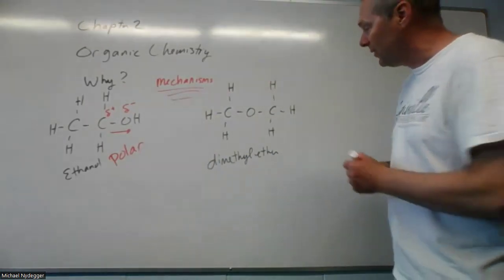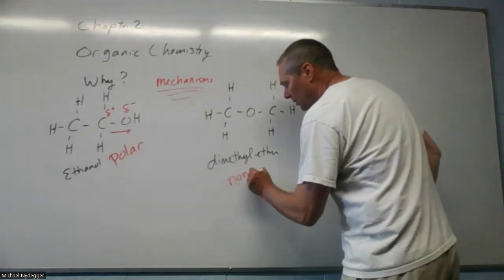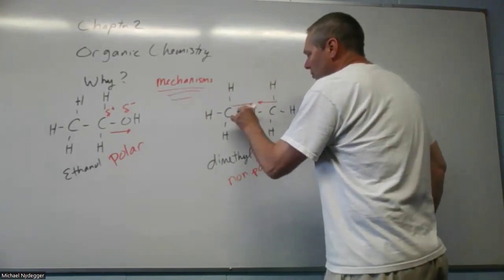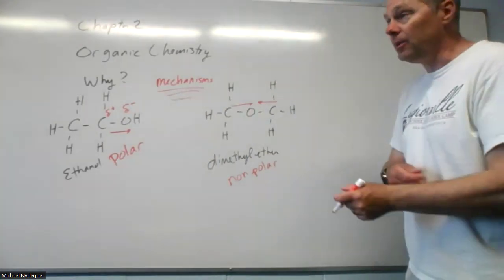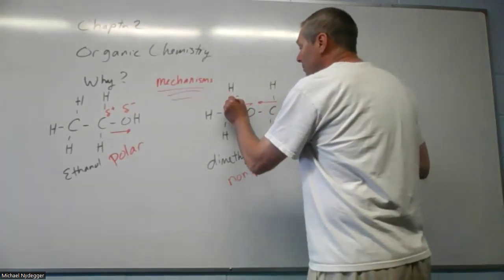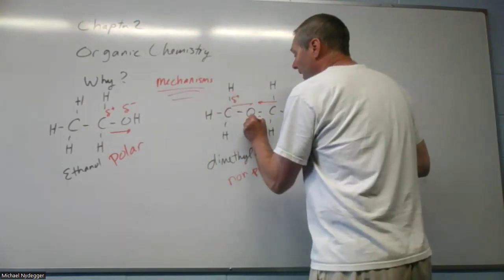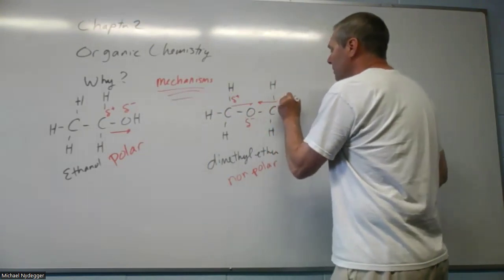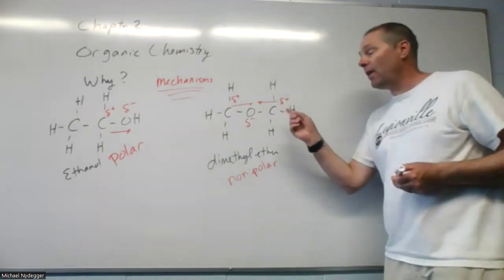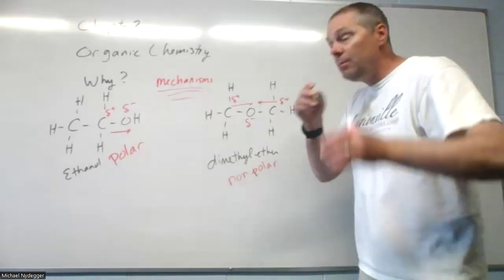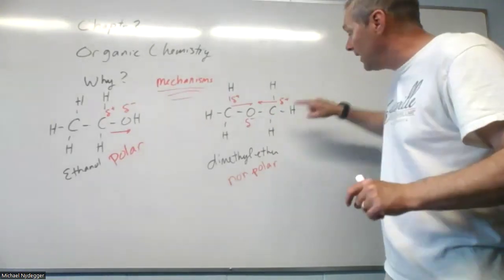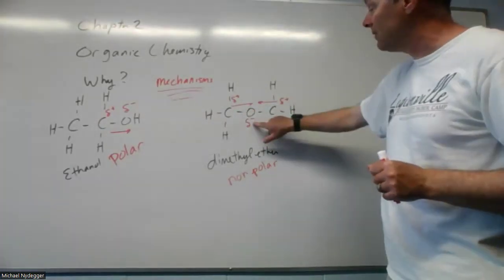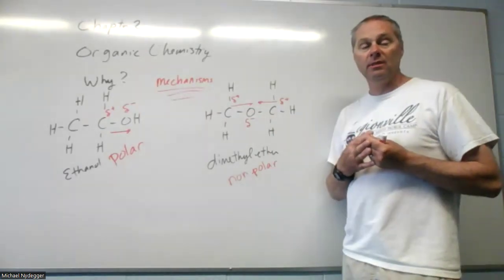If you have something like an ether, this is nonpolar. Those two are going to cancel themselves out. However, this is still going to make this partially positive. That oxygen is going to be partially negative, and this carbon is going to be partially positive, which means we can still have a lot of very interesting chemistry occurring, because you may have something partially negative that's going to attack one of these two carbons, or you may have something partially positive that can attack that oxygen. Does that make sense?